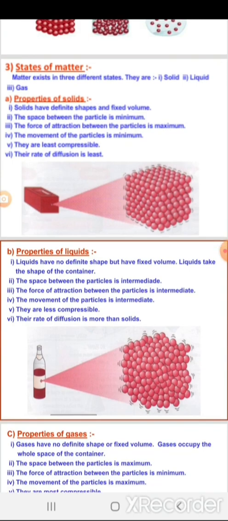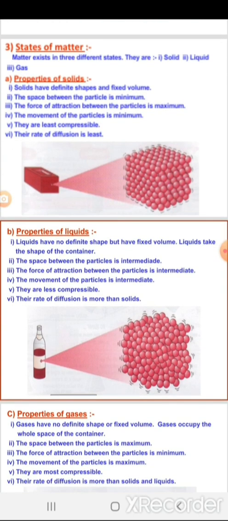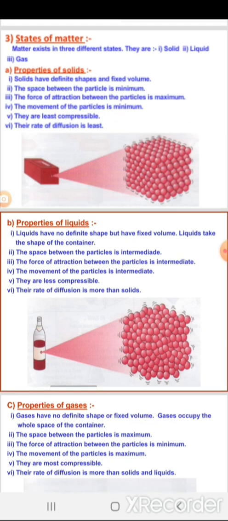Further, we will do states of matter, which is a very important part of this lesson: solid, liquid and gas. So first of all, the properties of solids. As you can see in the picture, solids have a definite shape and a fixed volume. Wherever you keep a solid, it will have a fixed volume. You can measure the volume and they have a particular shape. The space between the particles is very small, you can say minimum. So they are closely packed with each other.